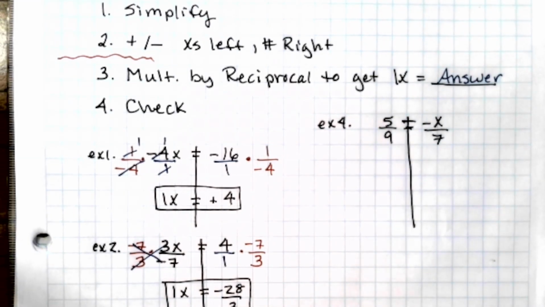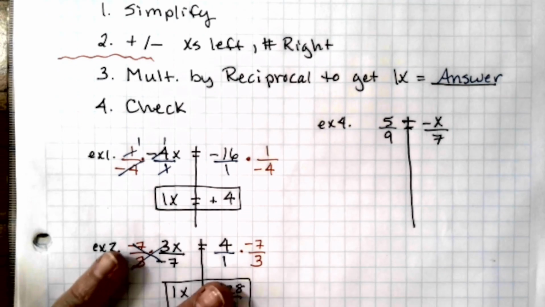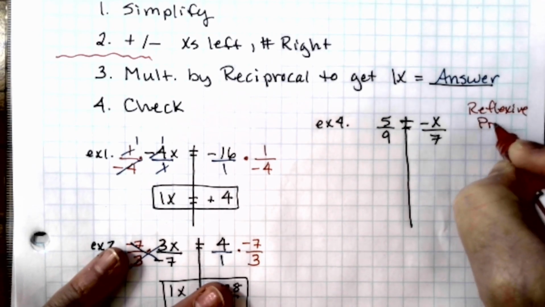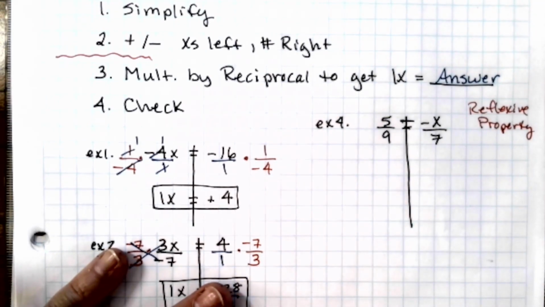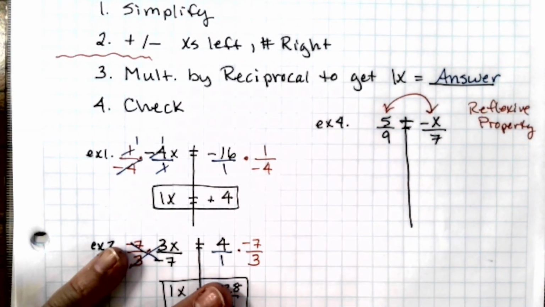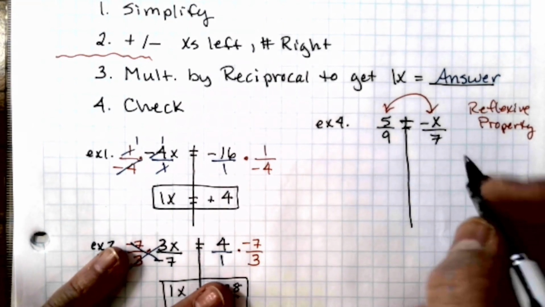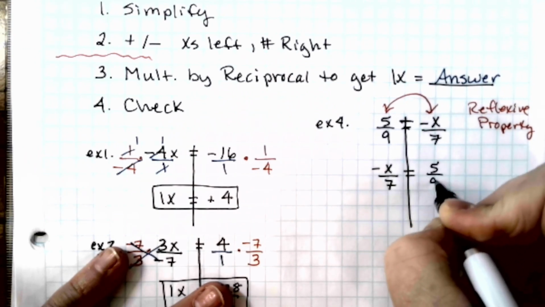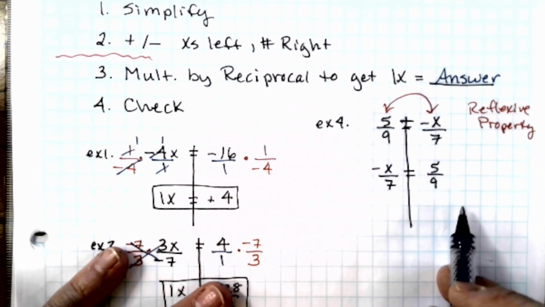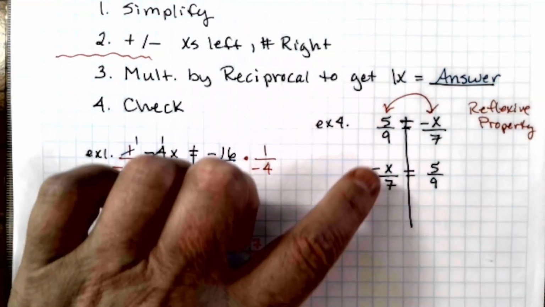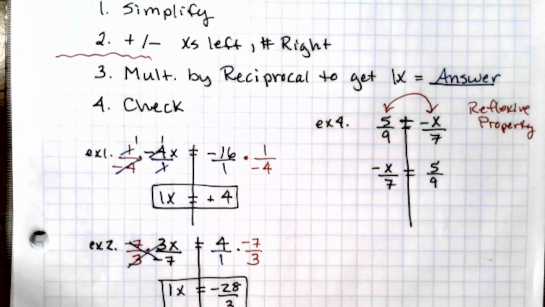Here is the shortcut. If all your x's are on the right and none of them are on the left, you can use a property called the reflexive property, which is one we're going to see time and time again, which says you can switch sides without changing the numbers, and it is equivalent to the original expression. So switching sides, I have negative x over 7 equals 5/9. Notice none of the numbers have changed. The signs are still attached. But look how you saved some time. In one step, the x's are left, the numbers are right, and you're ready to move on.